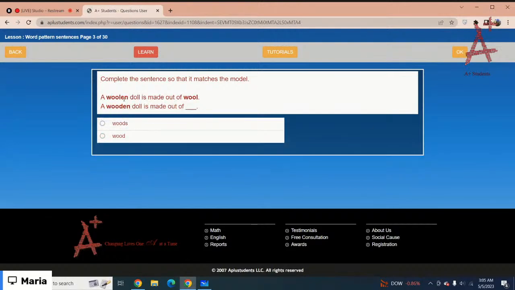Like here, a woolen doll is made of wool. So the word is wool. You added en to make the pattern in the first sentence. Now just look at the second one. A wooden doll is made of dash. So you added en. To remove en, the rest of the word you need to put here. It would be wood. Very good. The correct option is wood.